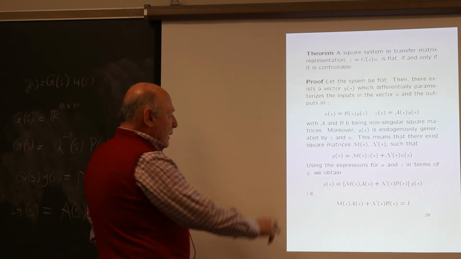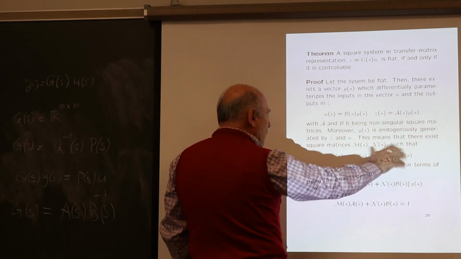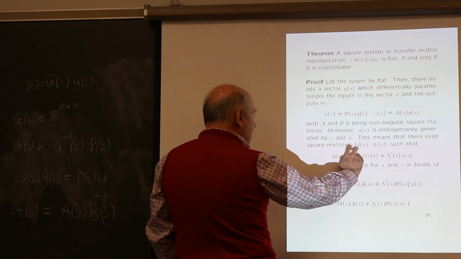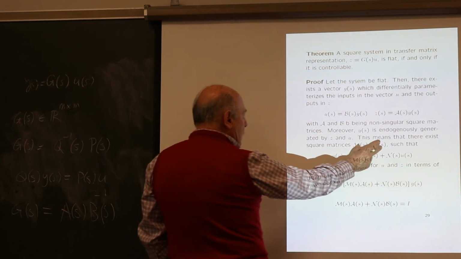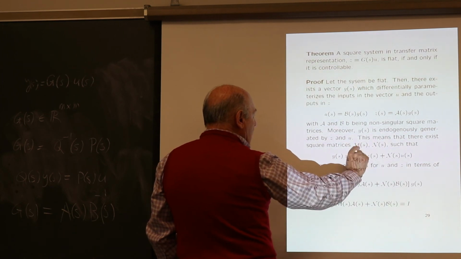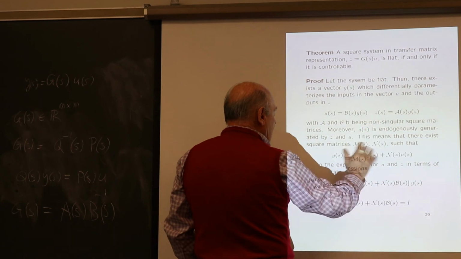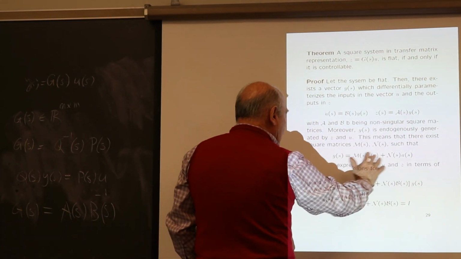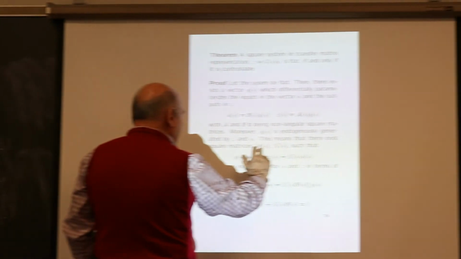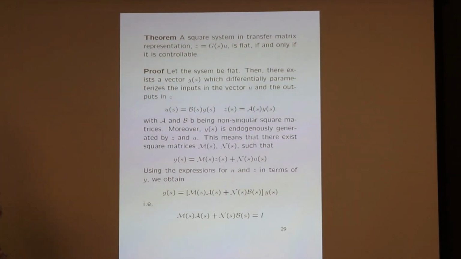So Y is endogenously generated by the inputs and the outputs through polynomial matrices. This M and N are part of the Bezout identity. These are polynomial matrices associated with A and B. So M and N, on the right or the left, can reproduce the Bezout identity as left or right coprime factors with B and A respectively.